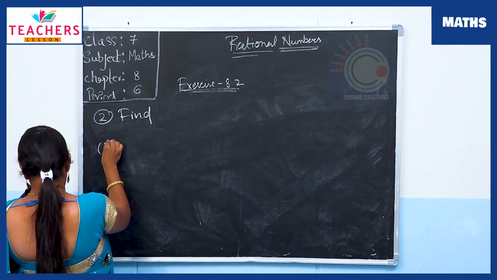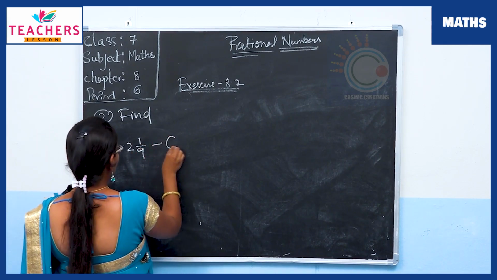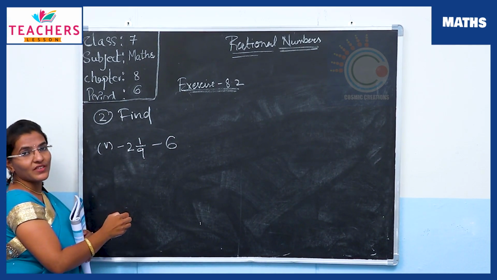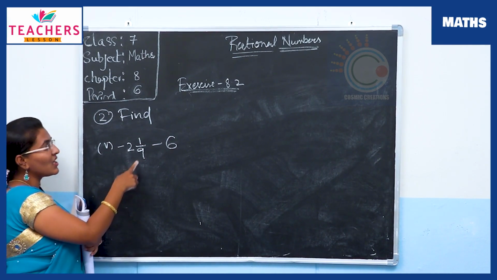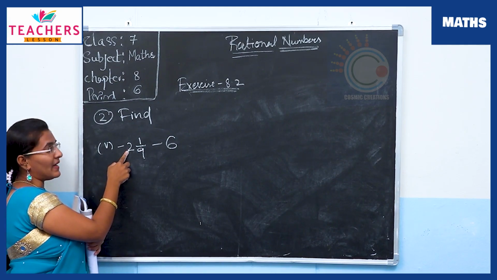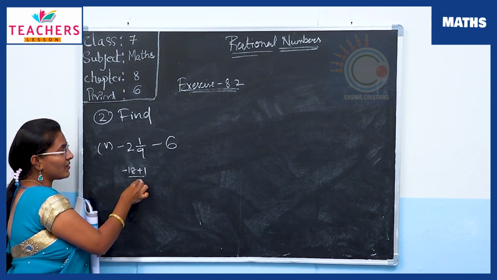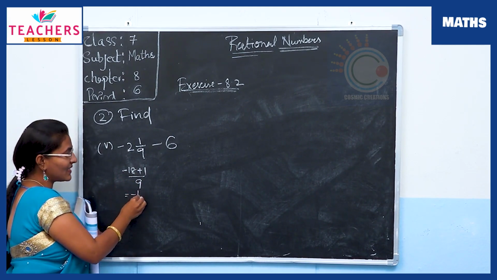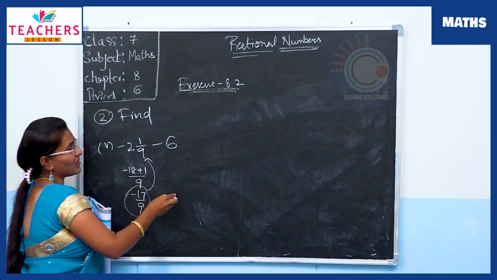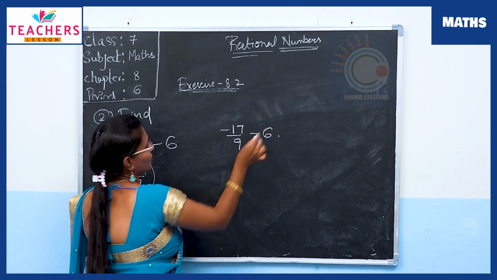Yes, let's do the fifth bit. Minus 2 1 by 9 minus 6. If you carefully observe, this is in the mixed fraction, right? So how do you convert the mixed fraction into the proper fraction? 9 twos are 18, minus 18 plus 1 by 9. So this is minus 17 by 9. So minus 17 by 9 minus 6 is the question.